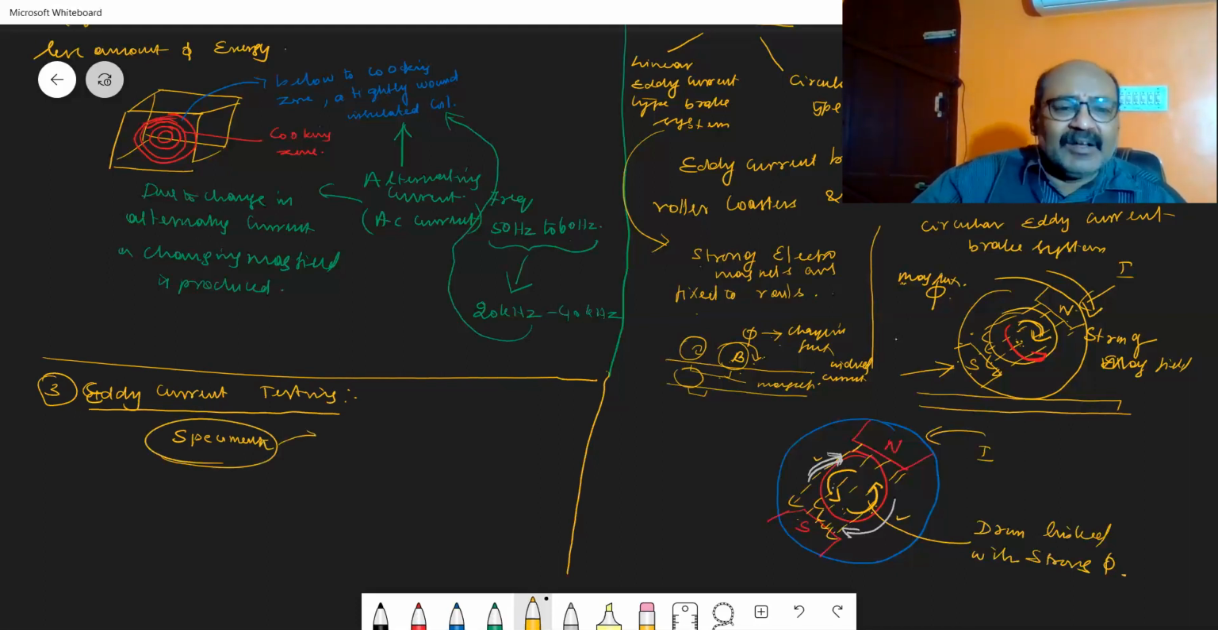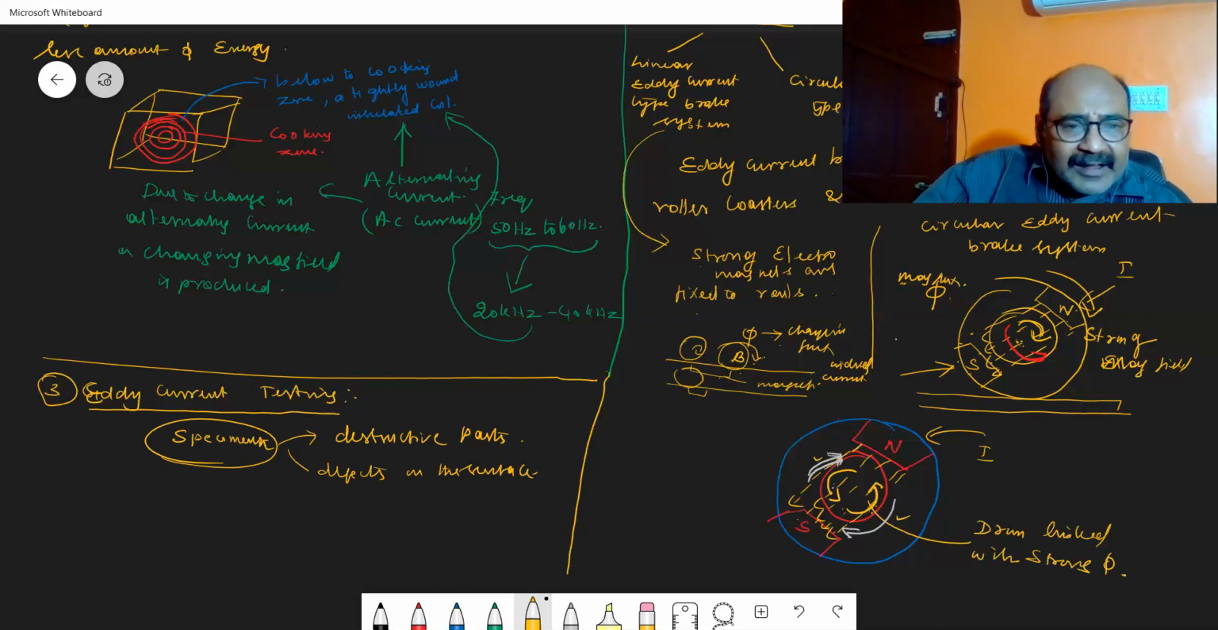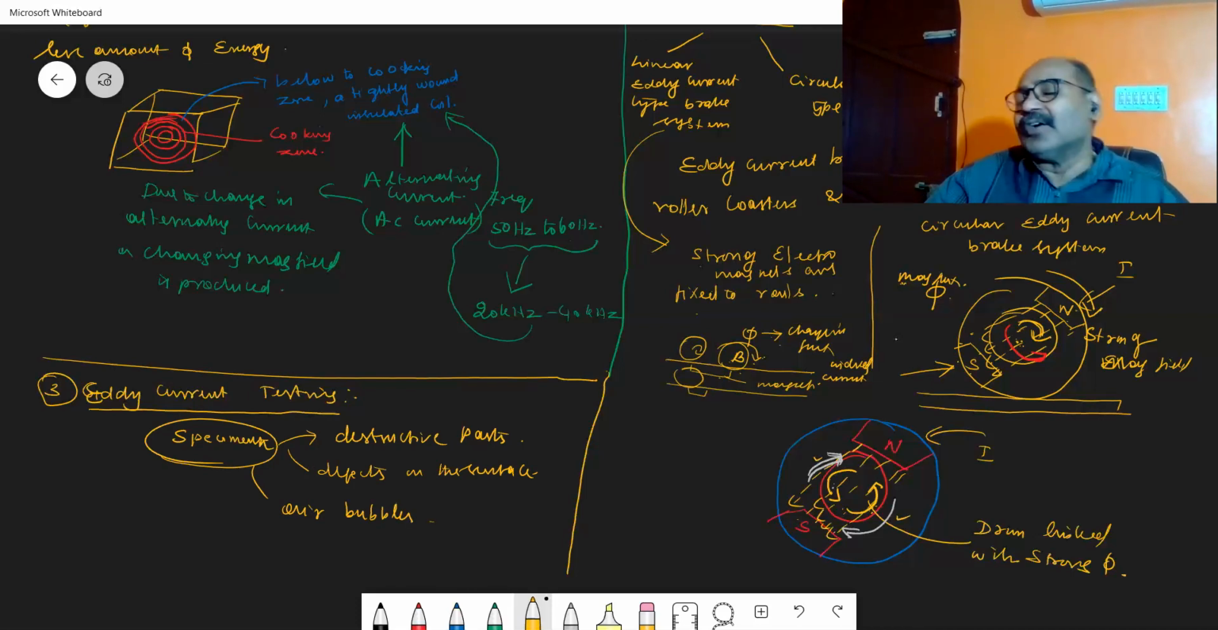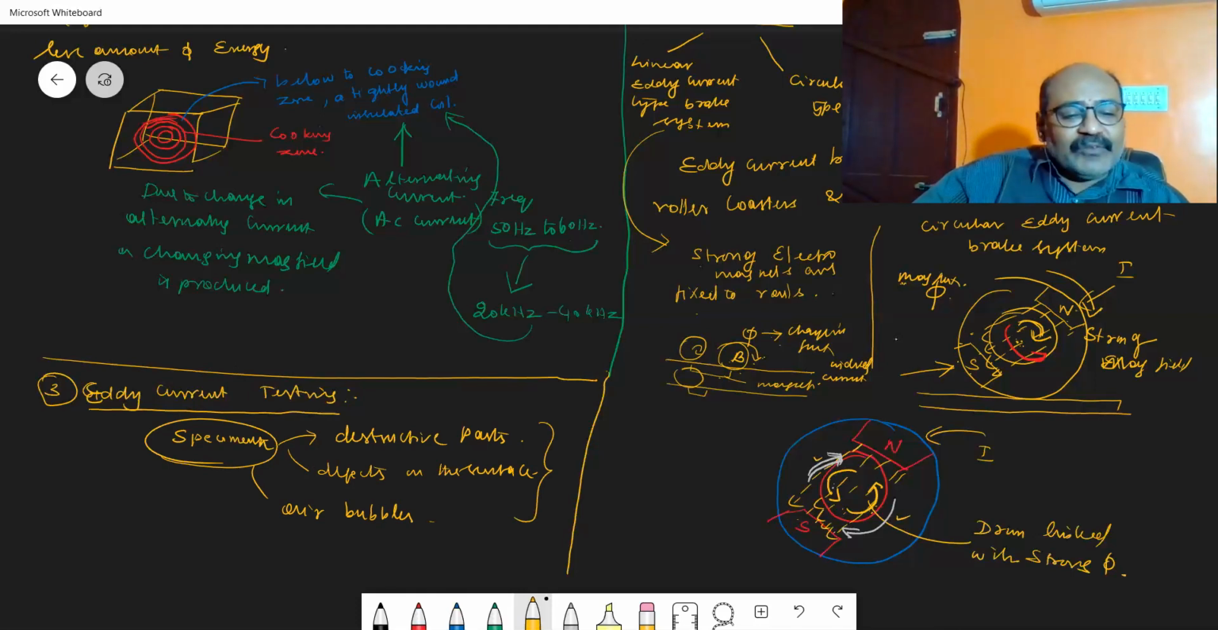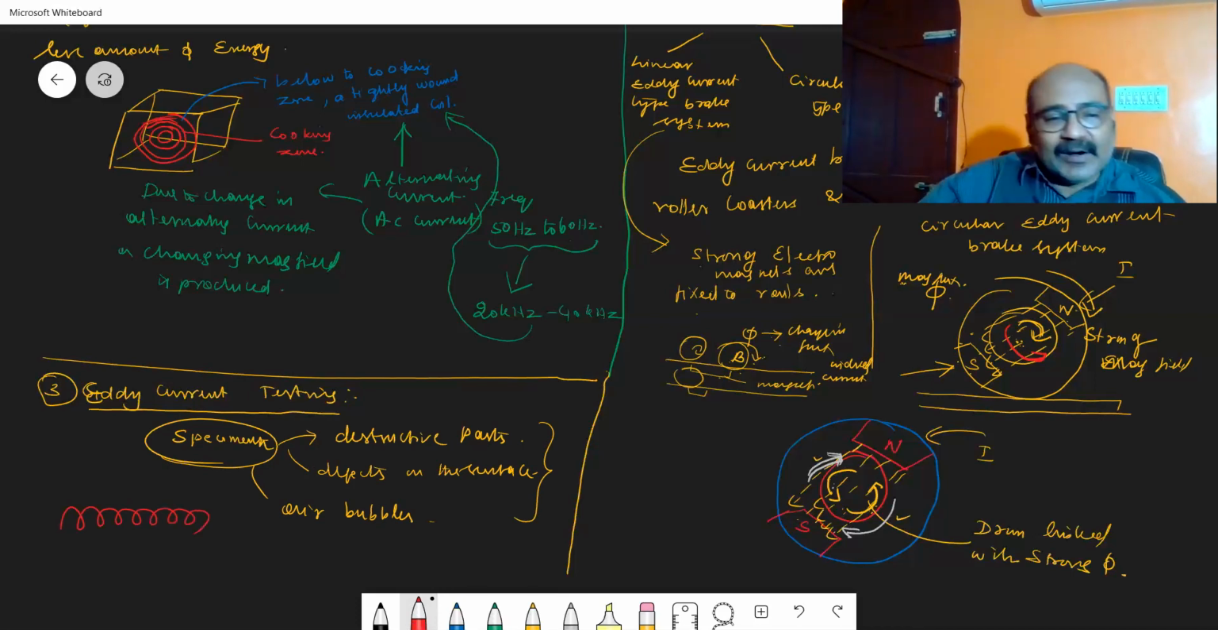In this specimen, we have to consider whether there are any destructive parts available, or whether it has any defects on the surface or inside the specimen, such as an air bubble. Like this, we can decide whether there is any defect in that specimen. For that, you consider a coil of insulated wire.